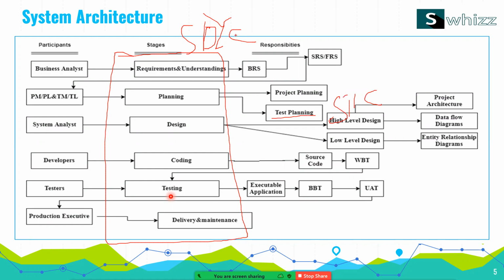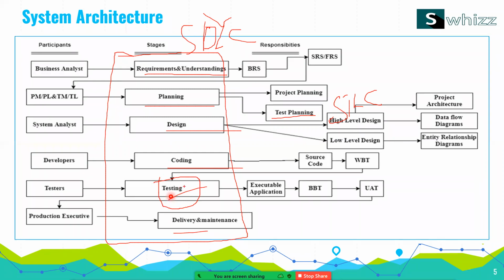Each has different phases. This is the development phases and this is the testing phases. What are the development phases? Requirements and understanding first, later planning, designing, coding, then testing, delivery and maintenance. Testing is also a phase in the SDLC, so we have to know about both the SDLC and the STLC, because testing is a phase that comes within it.